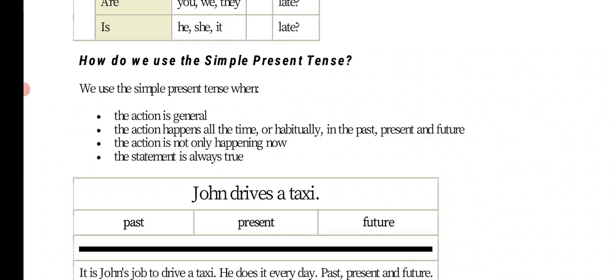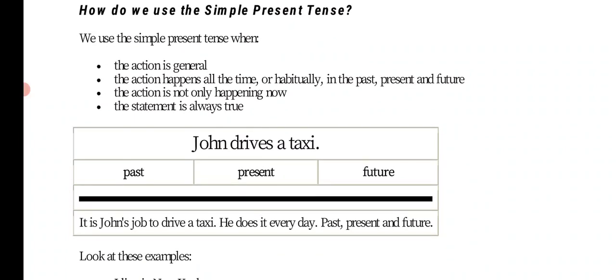Satellites, moon, rotates, and we drink water to live. There are so many universal things. And the statement which is always true is again a universal truth. For example, honesty is the best policy, right?